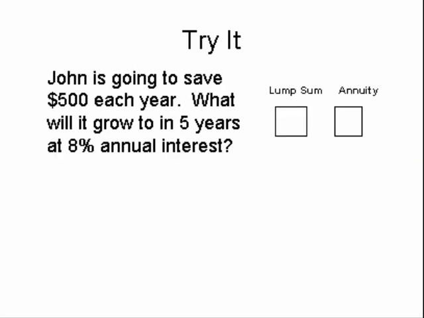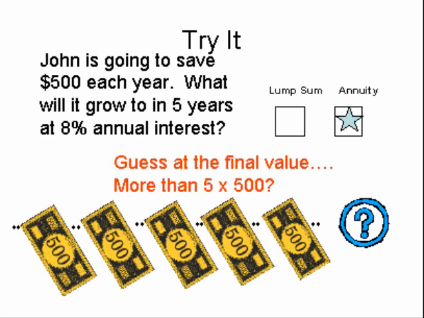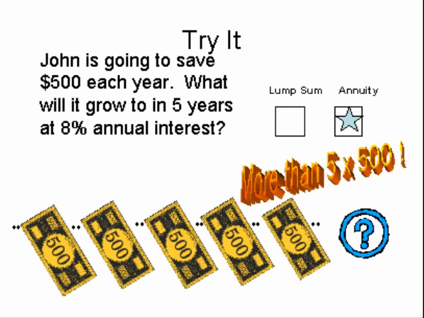All right, try this one. This is an annuity. That little tiny change of words where it says each year or per year or every month, those are very important words to watch for in a word problem. All right, guess at the final value. What do you think it'll be? What's it going to grow to? It's going to be more than 5 times the payments. Why? Because the payments themselves are going to accumulate interest.